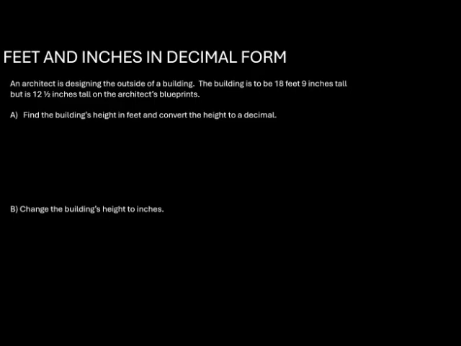If we look at the building's height now, we can see that we have mixed units. We have both feet and inches. Anytime we have mixed units, there is an invisible plus sign in between the feet and the inches. So at this moment, we can rewrite this as 18 feet plus 9 inches. The invisible plus sign goes in the middle here between the 18 feet and the 9 inches.